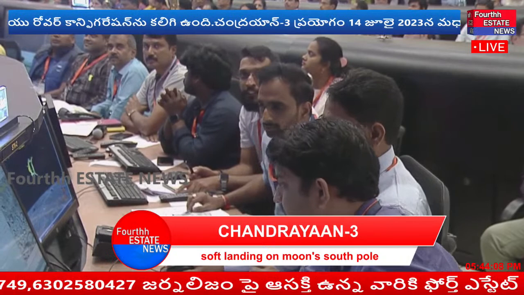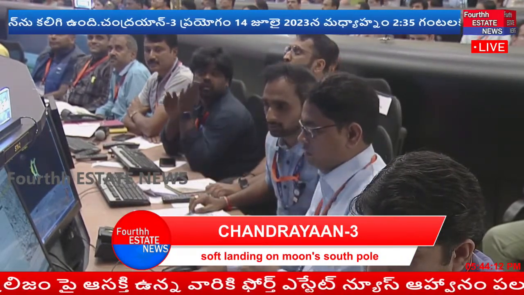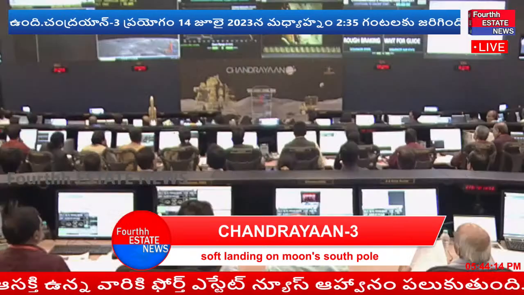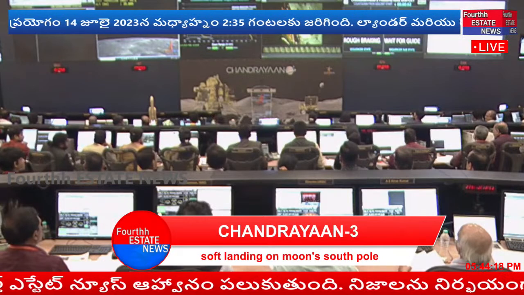Dear viewers, the pivotal power descent has begun and the lander module is propelling towards the moon's surface along the intended trajectory.